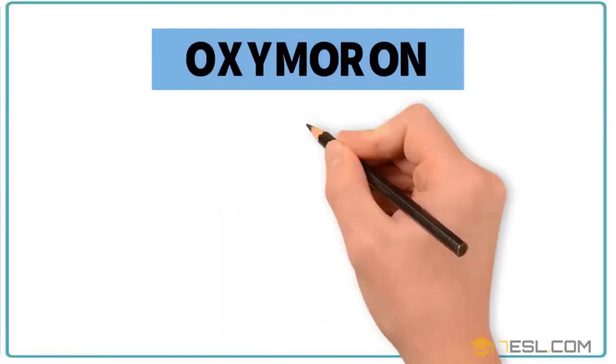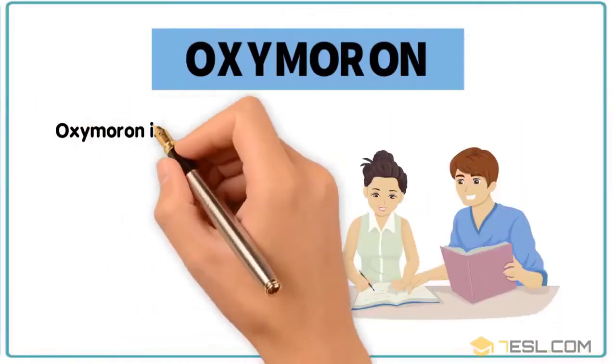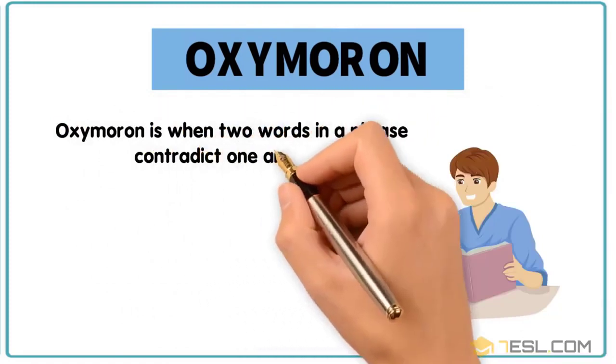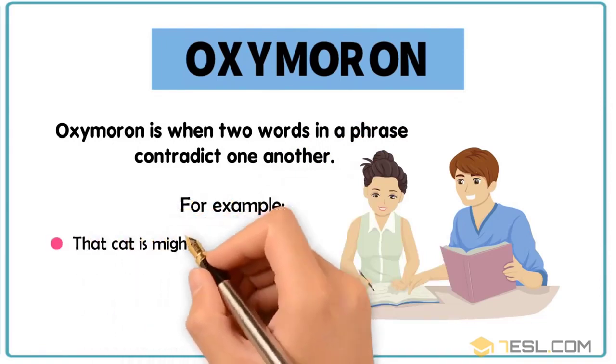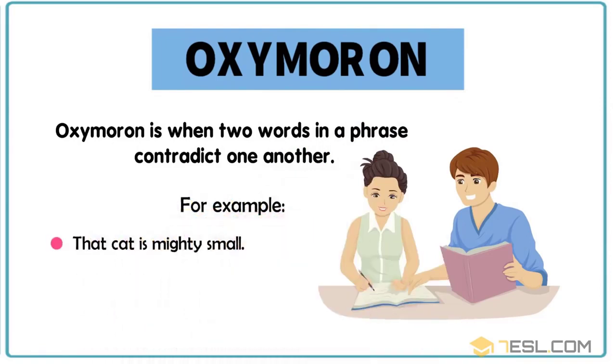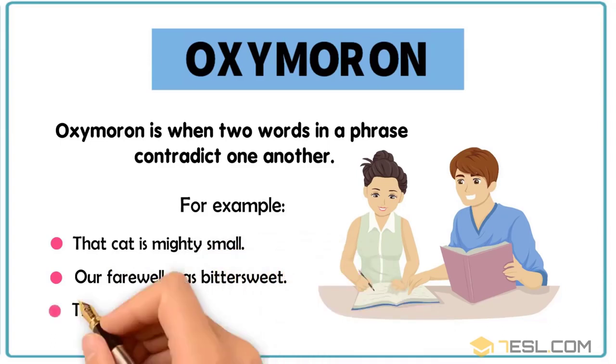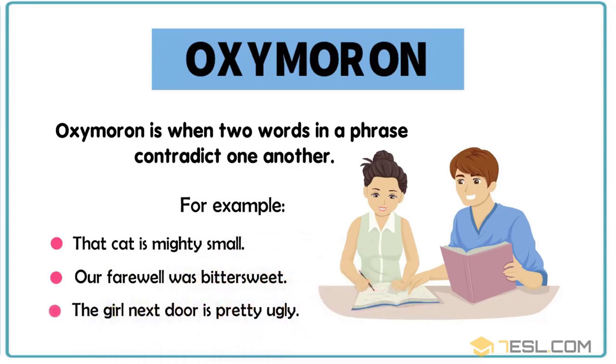Oxymoron. Oxymoron is when two words in a phrase contradict one another. For example, that cat is mighty small. Our farewell was bittersweet. The girl next door is pretty ugly.